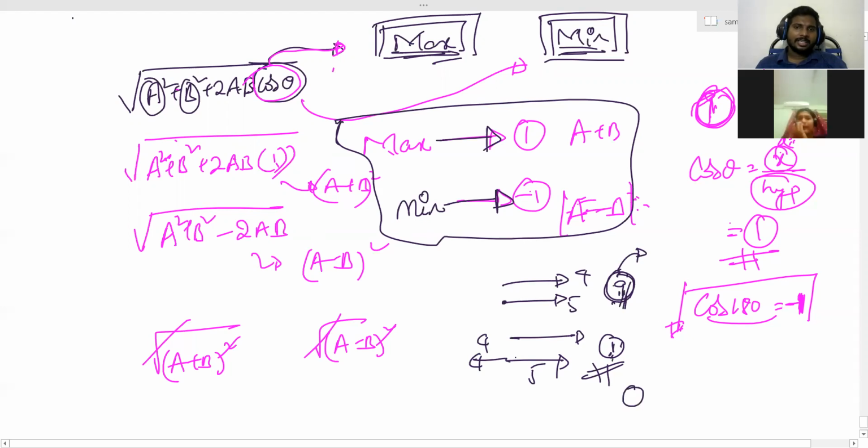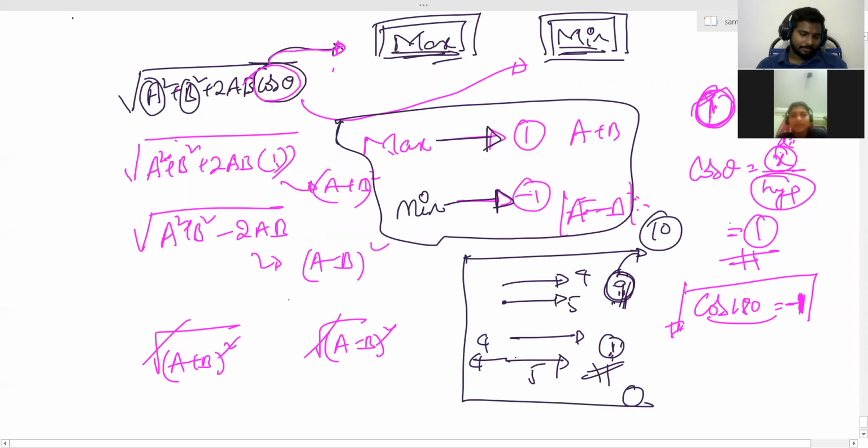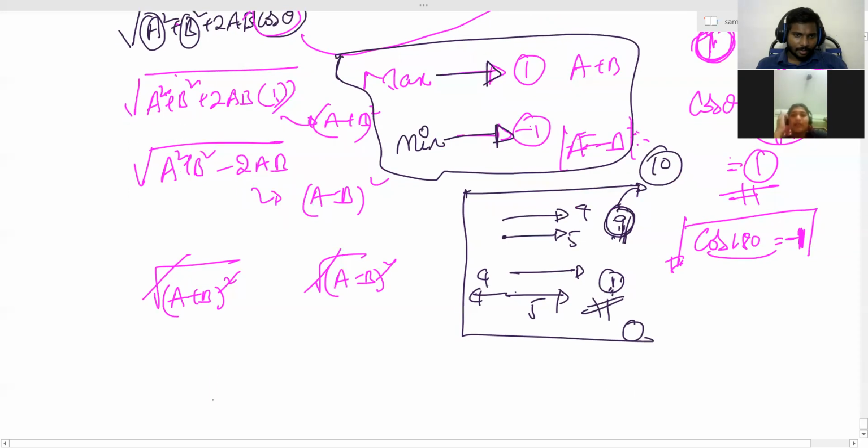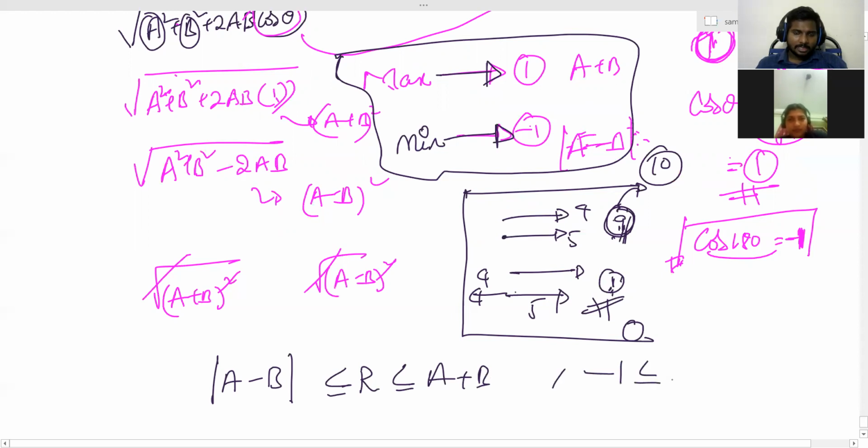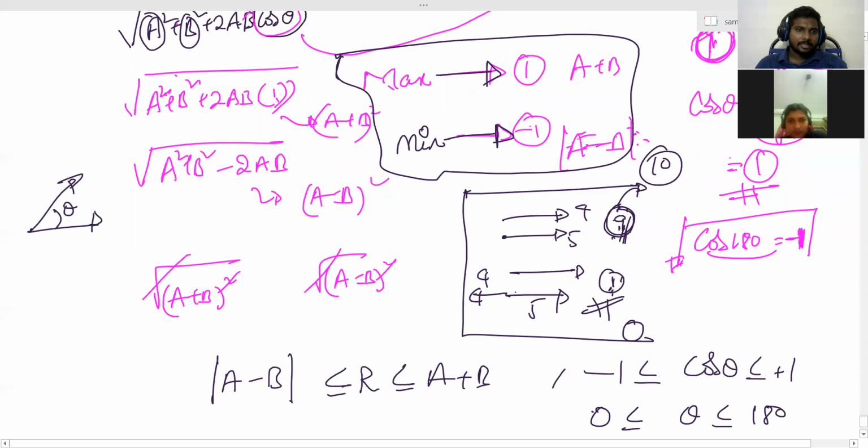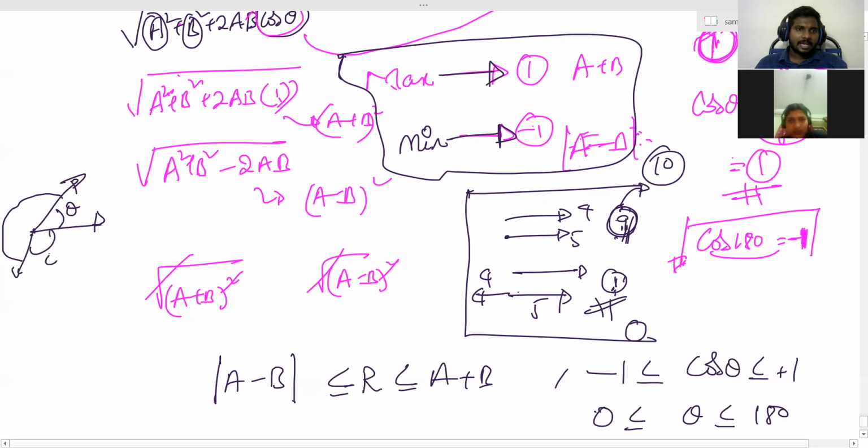It cannot be 0, it cannot be 10. That is quite important. The values will vary from where to where? Between mod of a minus b, that is the positive value of subtraction, less than or equal to the resultant, less than or equal to a plus b. Similarly, cos theta value will be minus 1 less than or equal to cos theta less than or equal to 1. Similarly, 0 less than or equal to theta less than or equal to 180 for vectors. Why 180 for vectors? I told you the smaller angle between them is the angle between the vectors. So if you keep on increasing the angle greater than 180, at that time this will be the angle, not this one.